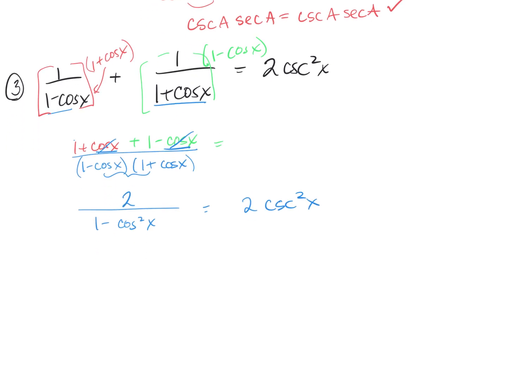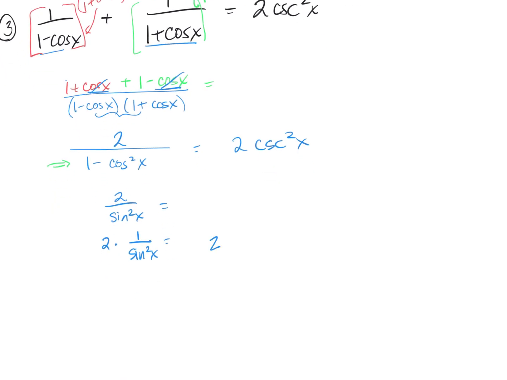Now, here's an identity. This is a trig identity right here. We know that 1 minus cosine squared is the same as sine squared of x. And we know sometimes we can split up fractions to make them easier to reduce. So we can write 2 times 1 over the sine squared of x. Again, where am I heading? I want 2 cosecant squared of x. So now I should recognize that this is cosecant squared of x, and I've accomplished my goal.